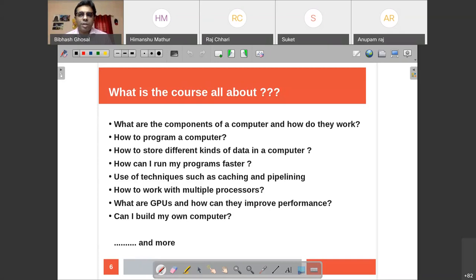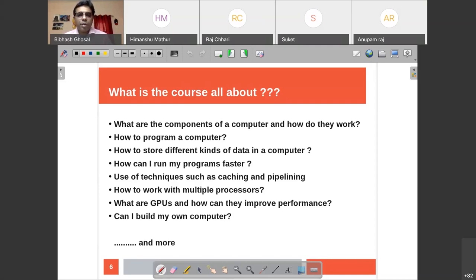Then we'll be trying to answer, okay, I know how to write a program. I know how the computer works on that program. How does the program get executed? But can I make that program run faster? Because ultimately what we want to do is use the machine to solve my problem. But can I solve it in a faster way? What are the different tricks that I can apply so that I can run the program faster? We'll see a lot of them.